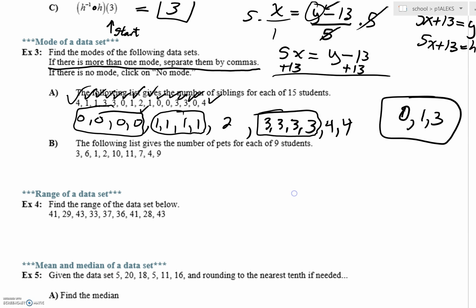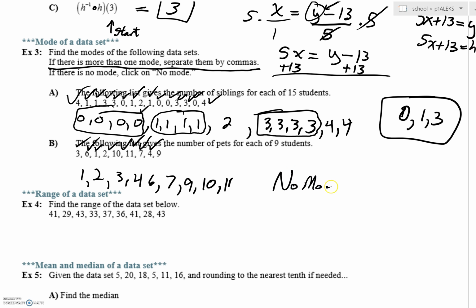Reorder letter B. Let's take a look at that. We'll have a 1. We've got a 2. We've got a 3. We've got a 4. We don't have a 5, but we do have a 6. We've got a 7. We've got a 9, a 10, and an 11. What number shows up the most? Well, you know, there is no number that shows up the most. So what you can do, I believe Alex is just going to want you to say there's no mode.